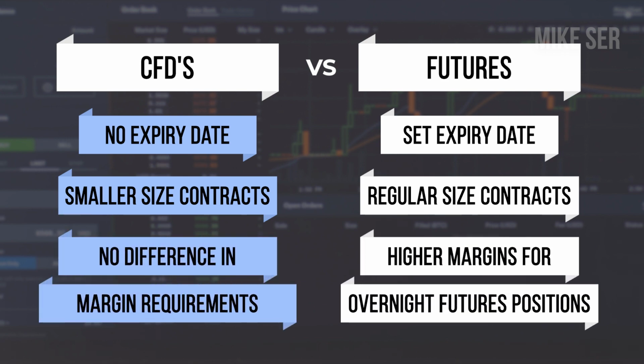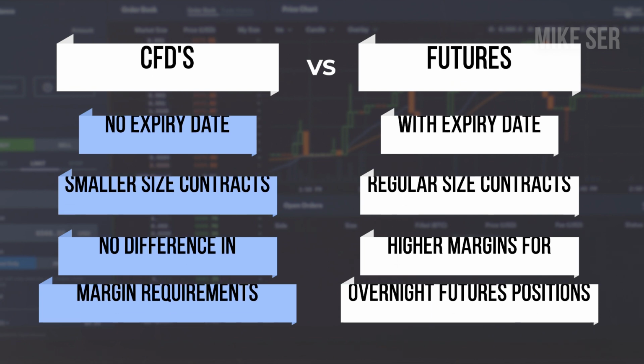The third benefit is there are higher margins for overnight futures positions. So if you plan to swing trade or hold overnight your futures contract, then you have to maintain a much higher margin requirement, referred to as maintenance margin. So if you don't have enough capital in your account, then you could get a margin call in your futures account, and the broker will automatically close your position even if your position is profitable. With CFDs, there's no difference in margin requirements.